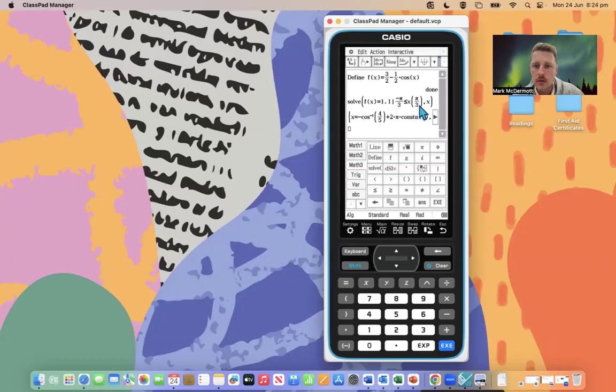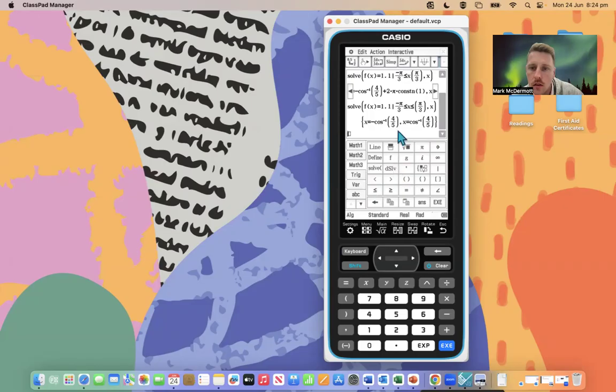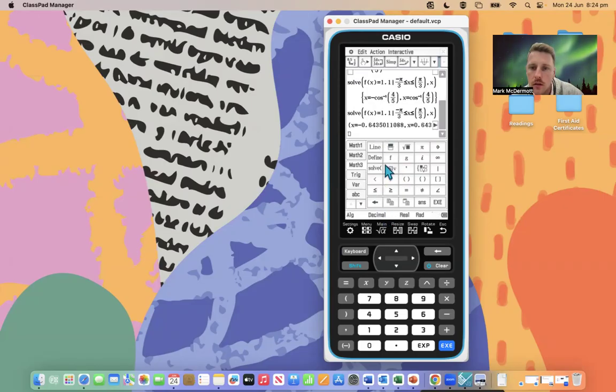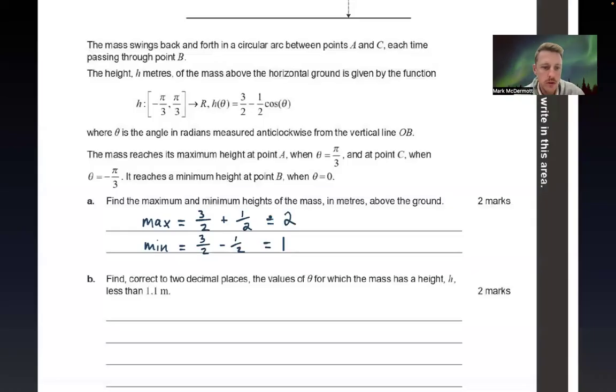And see, this is what happens. It gives me a general solution. So I reckon it's the way I wrote it. Oh, I missed that. Okay, that looks better. I missed the inequality sign. So negative 0.64 and positive 0.64. How many decimals does it want? 2 decimals. So theta, remember everything was in theta, equals negative 0.64 and positive 0.64.